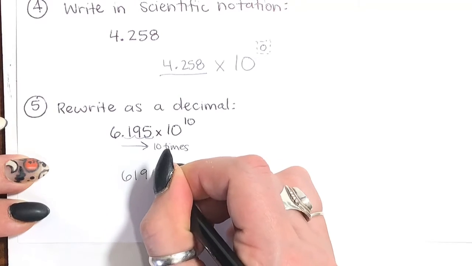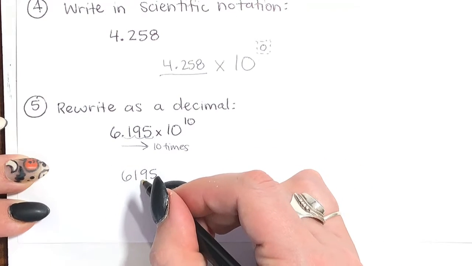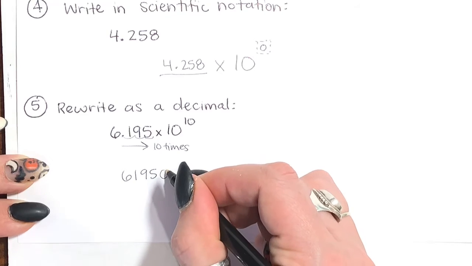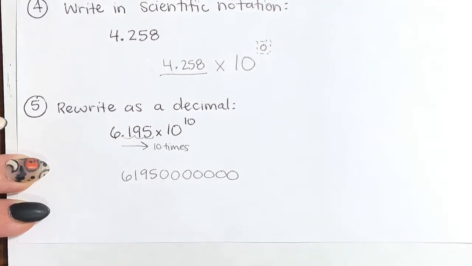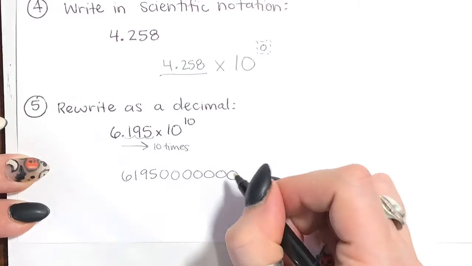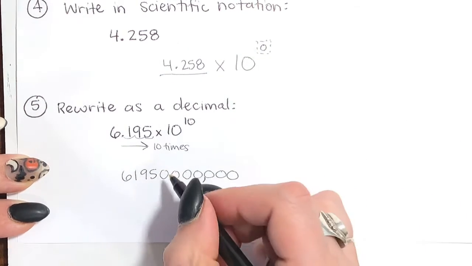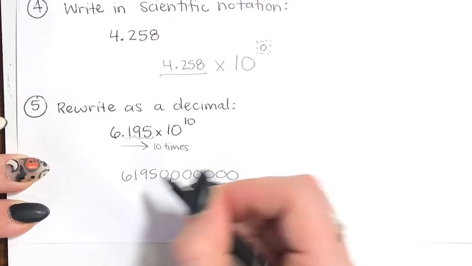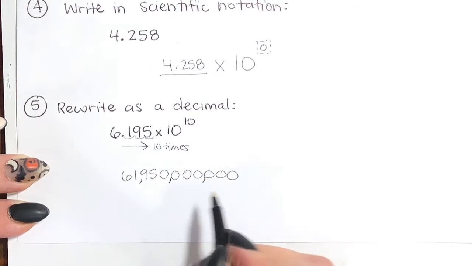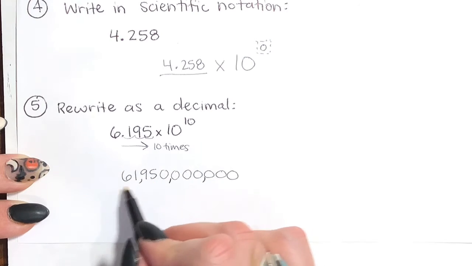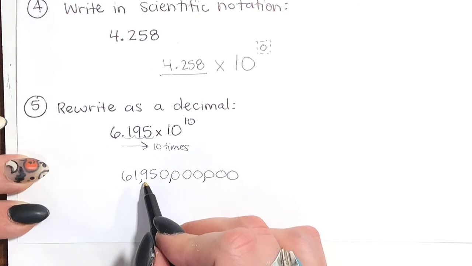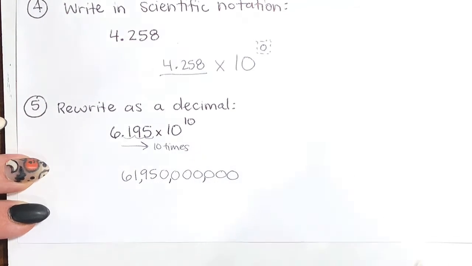We have 6, 1, 9, 5. So we moved it 1, 2, 3, and then now it'd be 4, 5, 6, 7, 8, 9, 10. So let's go add commas. We'd have a comma there, 3 over, comma there, 3 over, comma there. So that's hundreds, thousands, millions, billions. So we're at 61,950,000,000 on that one. So you might run into questions where they ask you to do that.